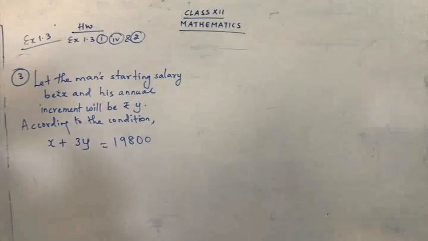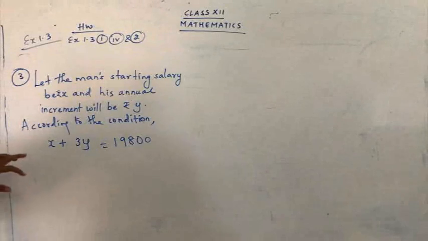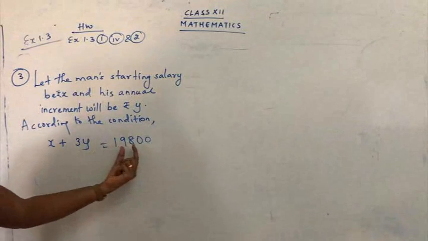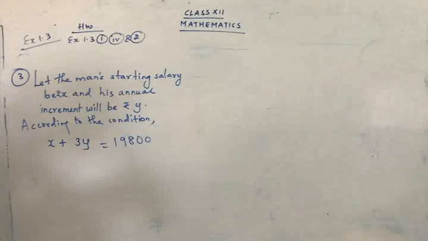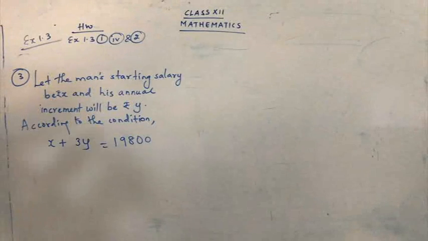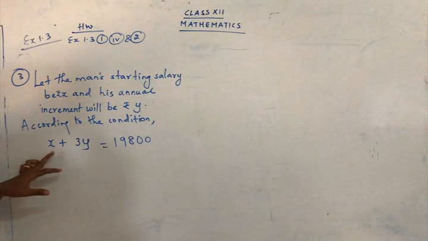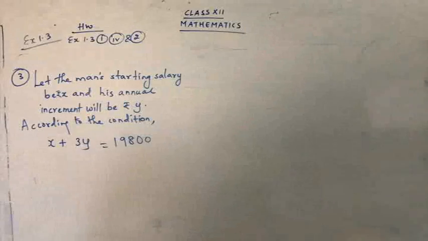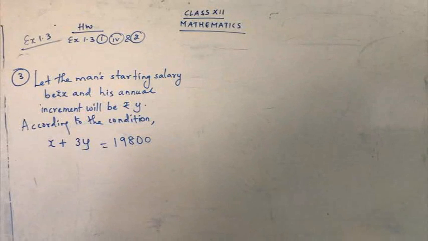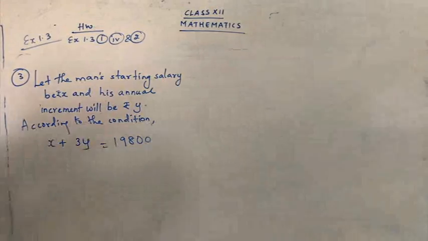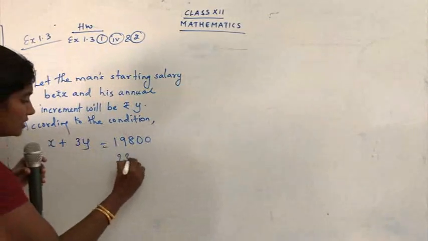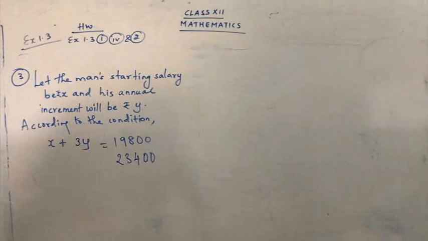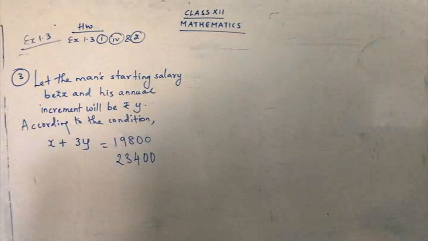Are you getting the step, children? See here, what is the salary the man is getting? 19,800. And when he is getting the salary? At the end of the first month after 3 years of service. It is 3y. So x plus 3y is equal to 19,800. Read the next statement. Continue. Rupees 23,400 per month at the end of the first month after 9 years of service.